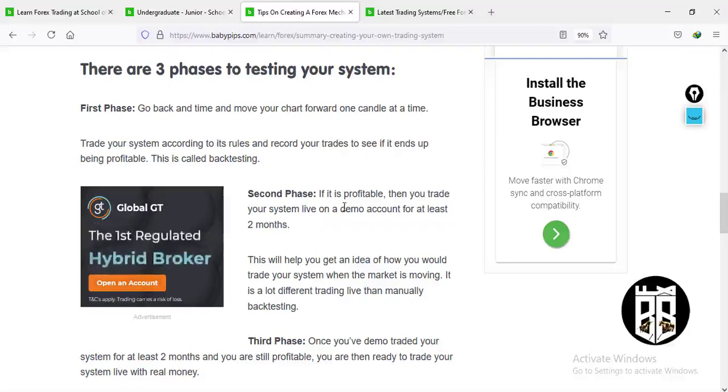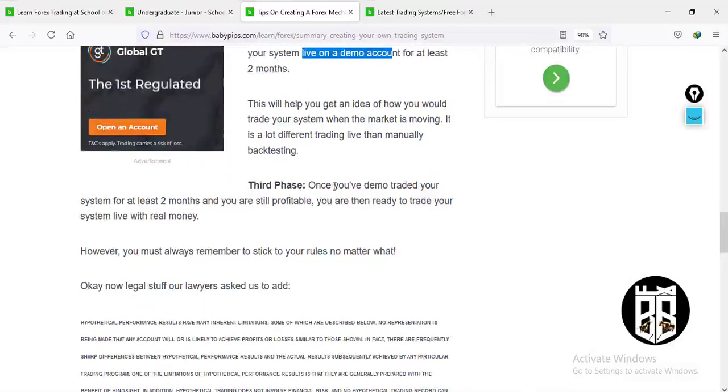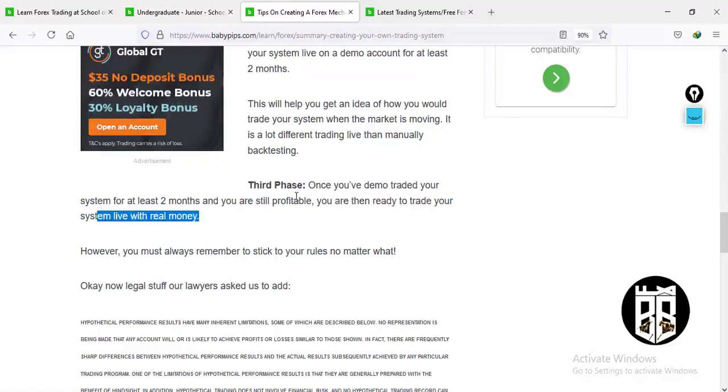The second phase is, if it is profitable, then you trade your system on a demo account for at least 2 months. That is after you are done backtesting. Then the third phase: once you have traded your demo for like 2 months and you are still profitable, then you are ready to go live with real money.